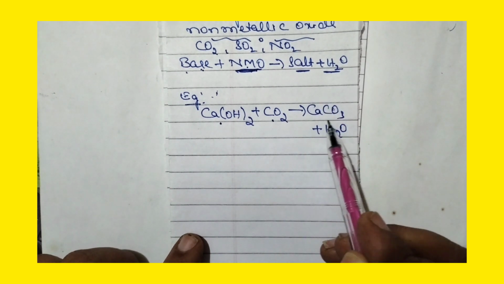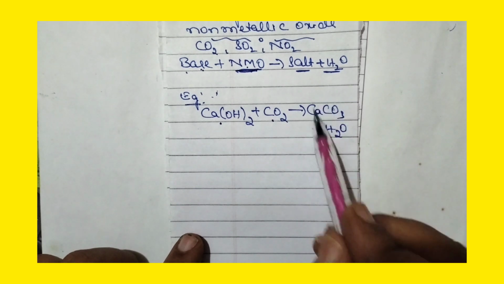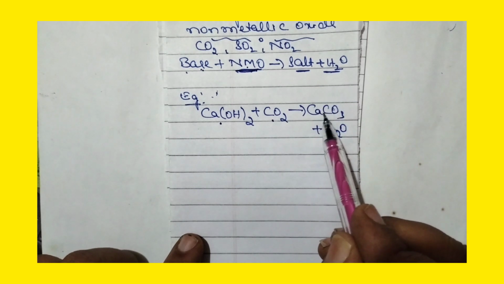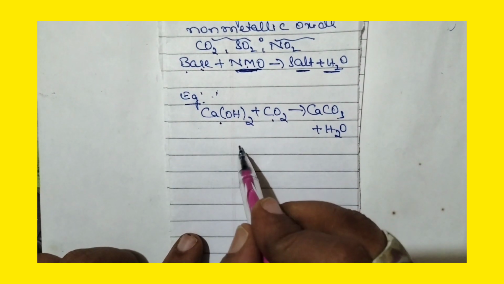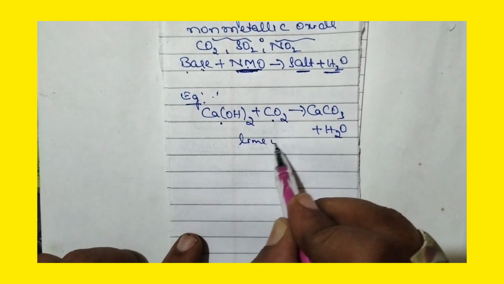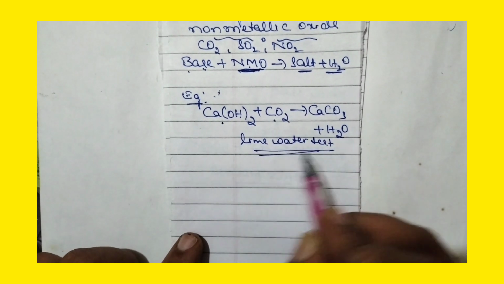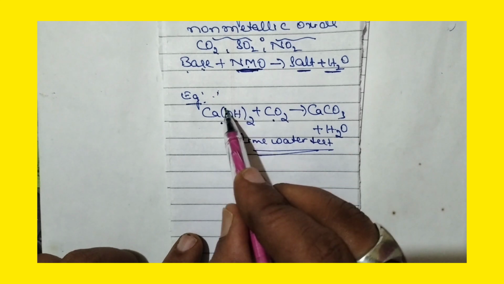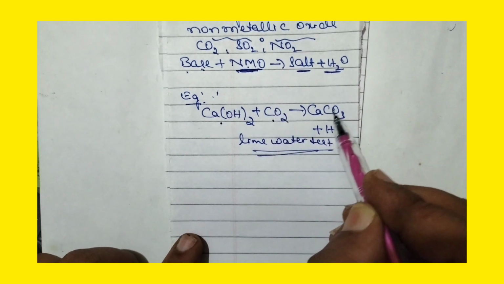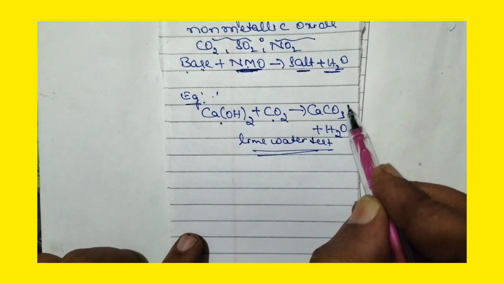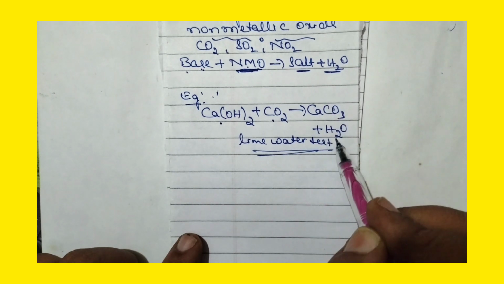Insoluble, that is, a white precipitate is formed and that white precipitate is insoluble. So the insoluble solid is called calcium carbonate, and water. So this is an example for the lime water test. So calcium hydroxide, which is a base, reacts with non-metallic oxide called carbon dioxide to form a salt called calcium carbonate and water.